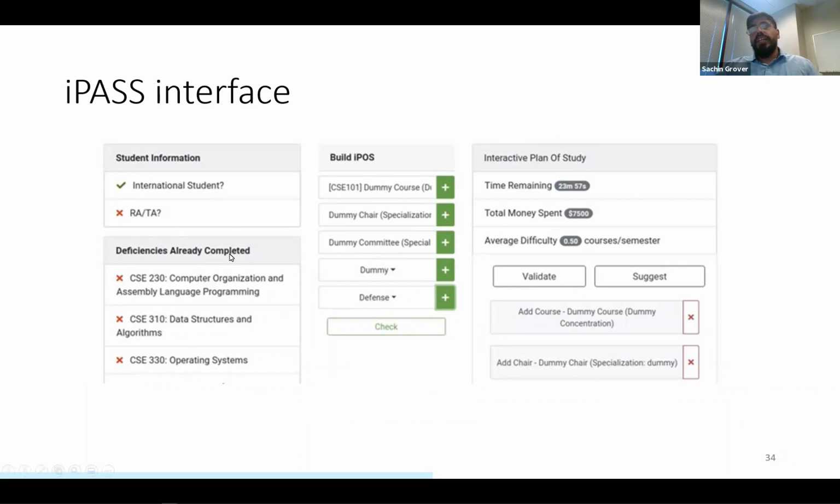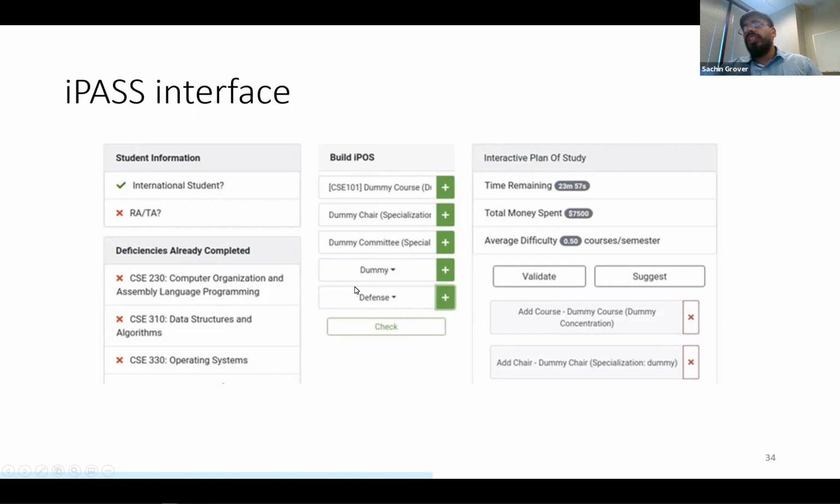This was the interface that we had built. This interface was divided into 3 panels. The panel on the left was giving the student information, which is whether the student is an international student or not, whether they are an RA or TA, or whether there are deficiencies that are already completed. And we actually incorporated all 6 deficiencies. So in this case, these 3 are not available, but the other 3 might be.